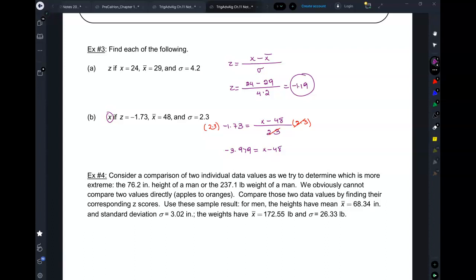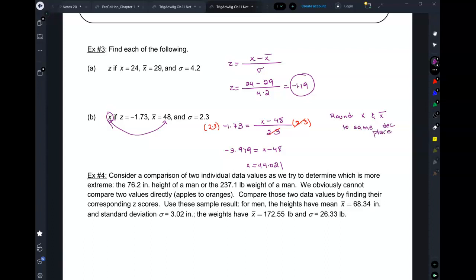I have them all solved beforehand. So if I add 48 to both sides, x will be 44.021. Now, we said to round the z-score to 2 decimal places, but if it's the x or the x bar, you have to round them to the same decimal place. So round x and x bar to the same decimal place.